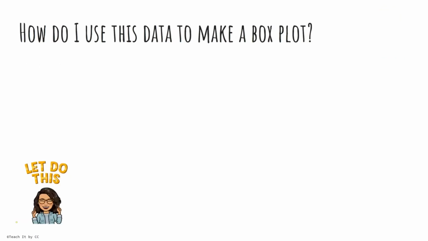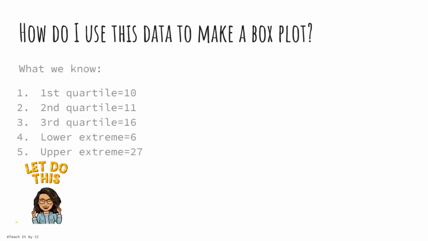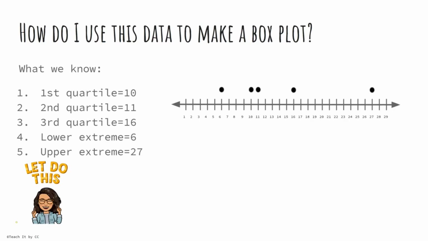So now that we know the steps, we need to use this data to make our box plot. So first, let's talk about what we know. We know that our first quartile is 10, our second quartile is 11, our third quartile is 16, our lower extreme is 6, and our upper extreme is 27. So when we're looking at this on a number line, we can see where we have plotted all these numbers. So that's what each dot represents, is the first, second, third quartile, the lower and the upper extreme.